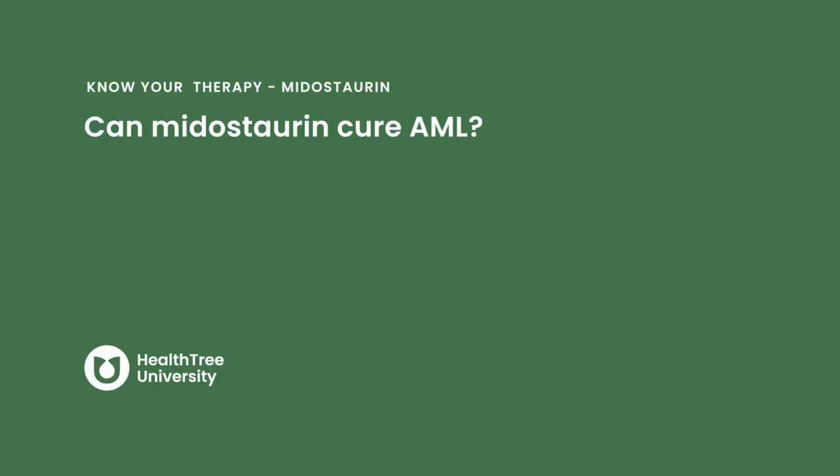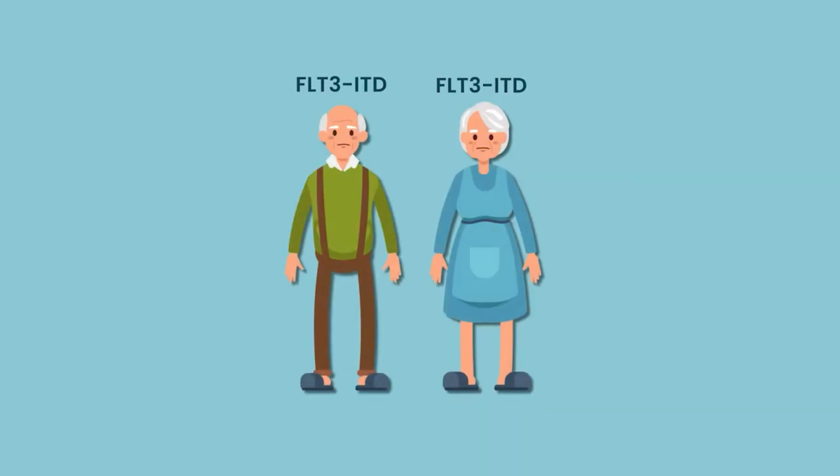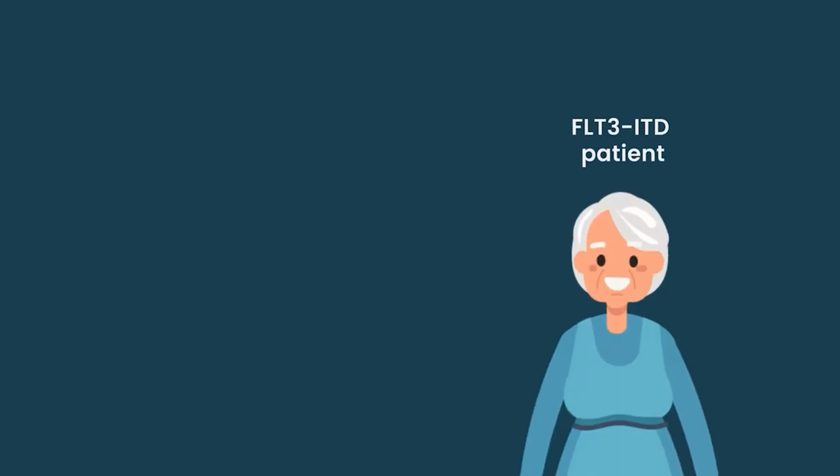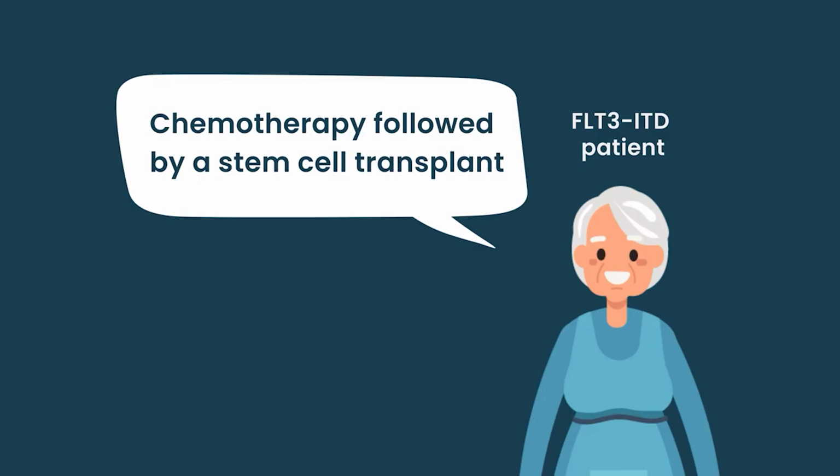Can midostaurin cure AML? So, midostaurin can help in curing AML for a subset of patients. Now, how is that? So for patients with FLT3 mutation, ITD, they're considered more intermediate to high risk patients. So we know that perhaps chemo by itself isn't sufficient to keep them in remission for a long time, and most of these patients would benefit from consolidation with a stem cell transplant down the line.